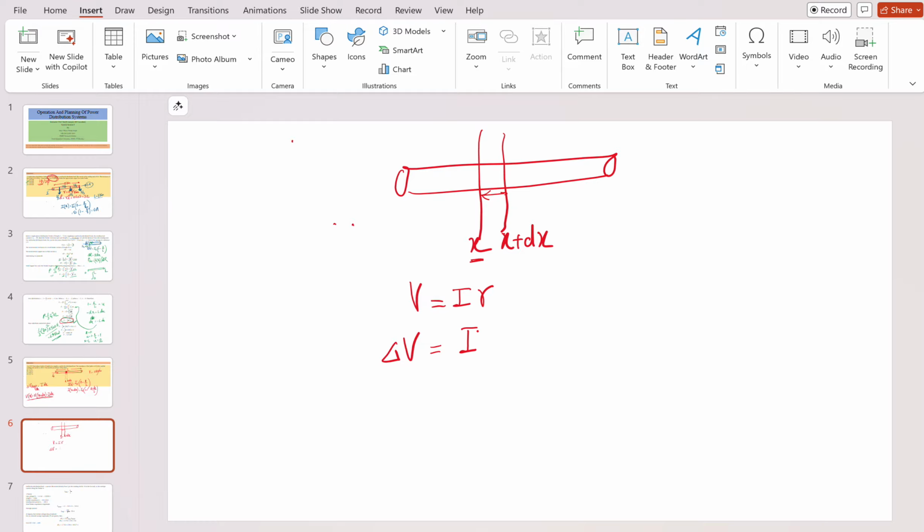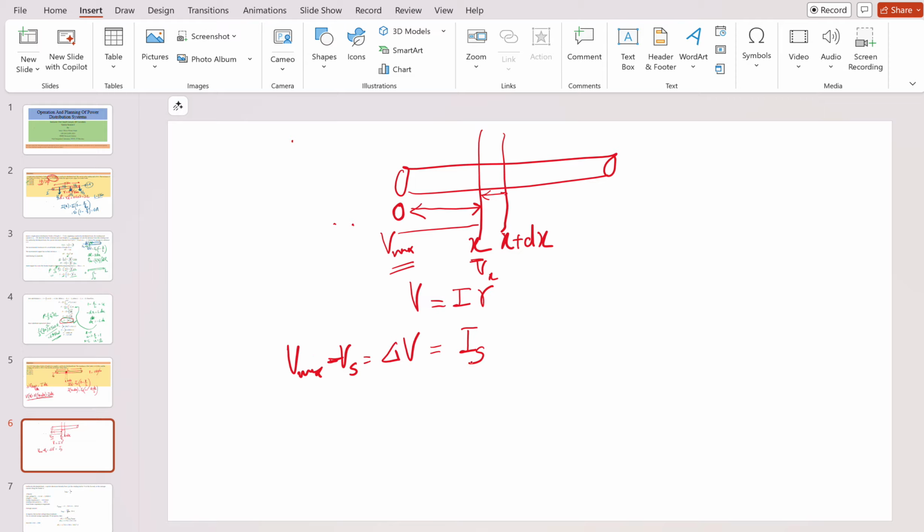So suppose I wanted to find out from 0 to x distance what the voltage drop will be. Here is the voltage at maximum, and also the voltage at a particular distance x. So V max minus Vx will be simply equal to delta V.